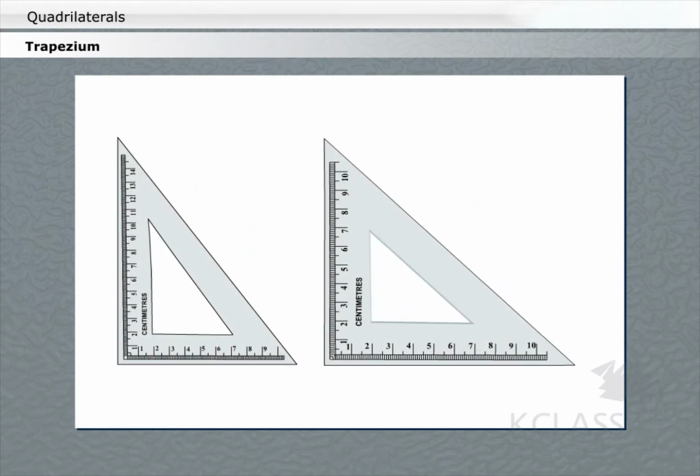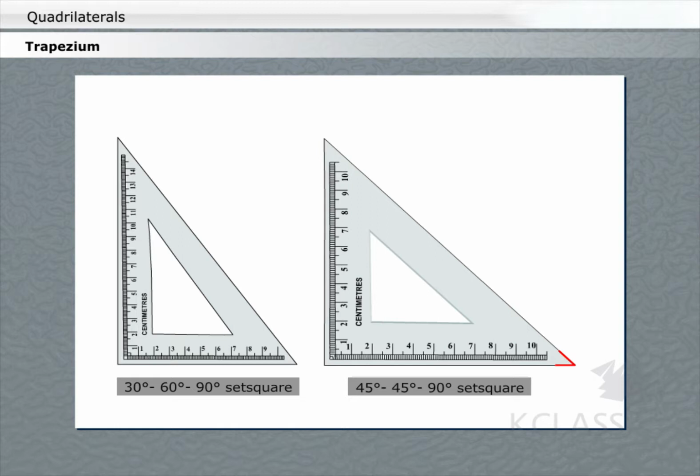You are familiar with these instruments from your geometry box. You also know that they are called set squares. The two kinds of set squares in a geometry box are 30, 60, 90 set square and 45, 45, 90 set square. Let us arrange some of these to form various quadrilaterals.